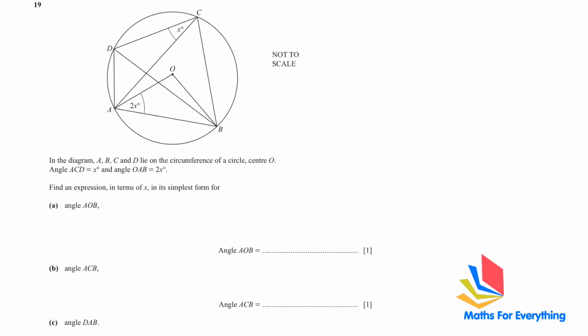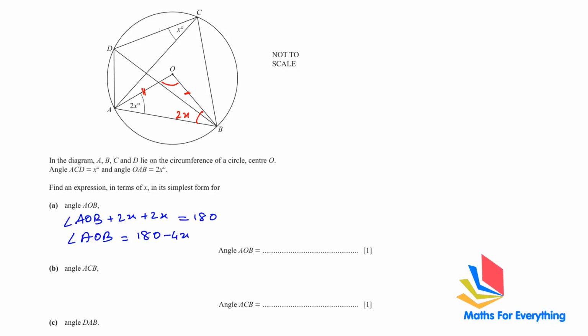Question number 19. So this is a circle theorem question. The first thing is find an expression in terms of x in its simplest form for angle AOB. Angle AOB is here. This is a radius and this is a radius. So the sides are the same. Therefore, the angles opposite are also the same. It's an isosceles triangle. We can write that angle AOB plus 2x is equal to 180, correct? So angle AOB is equal to 180 minus 4x.